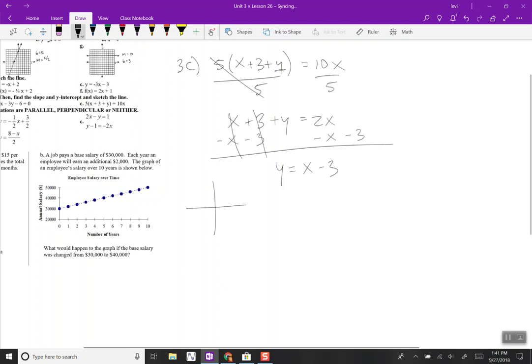The graph of that: down 3, 1, 2, 3, and x, that's a 1, so we're going up 1 over 1. Up 1 over 1, up 1 over 1.